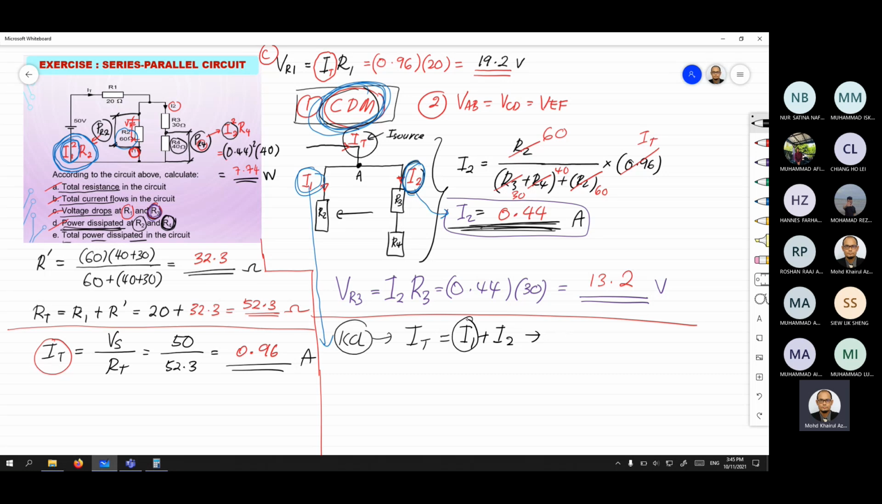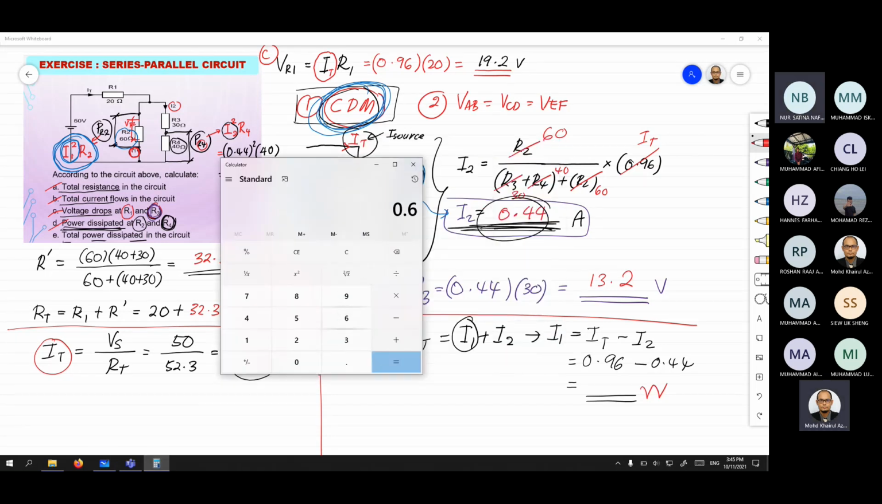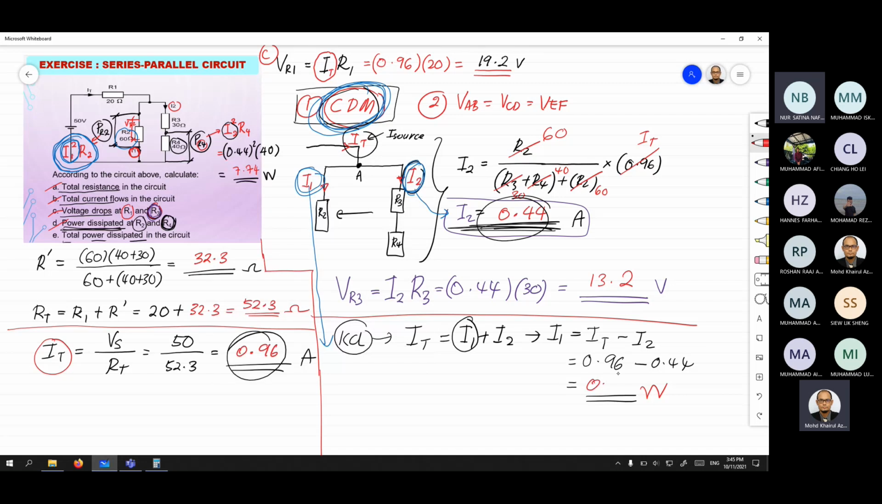So kita nak mencari I1 sama dengan apa? I total minus I2. Berapa I total saya ialah 0.96. And then my I2 here is 0.44. So I1 is berapa? 0.52. 0.52 ya. Kemudian barulah kita boleh cari PR2.